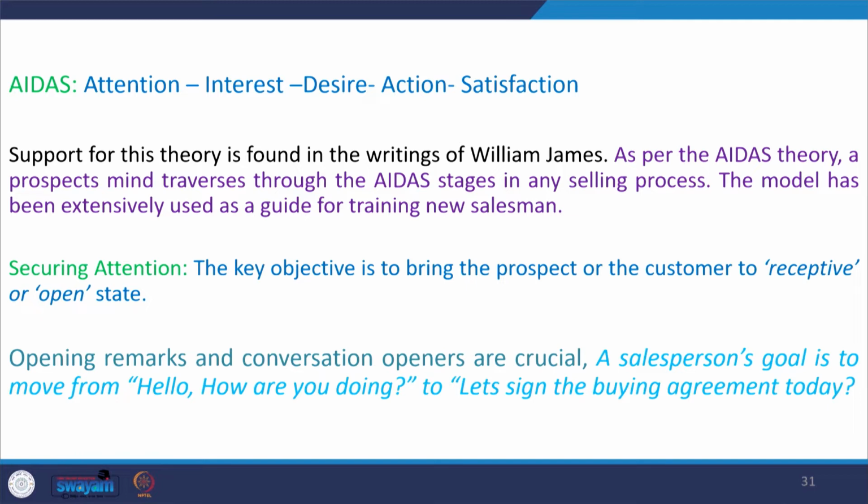I think I already spoke about AIDA in brief, but what we have is an added element which comes as S, which means satisfaction, and which again talks about the fact that once the action is done or the sale has been made, you should always focus on satisfaction or the follow-up process. Now let's first talk about the one who contributed to this. William James, for sure. Support of this theory is found in his writings.